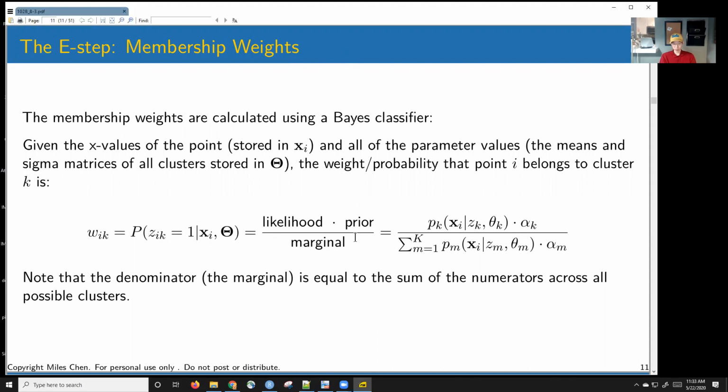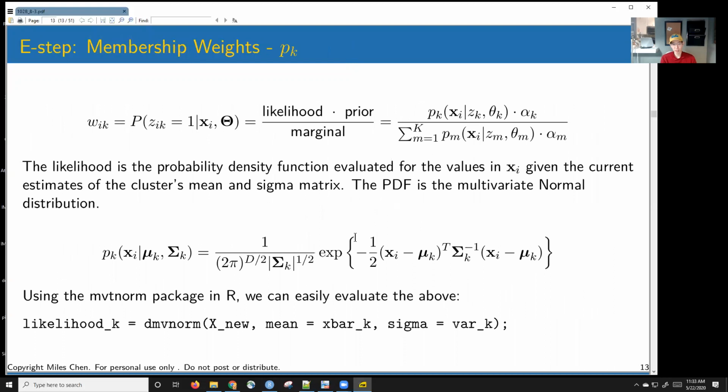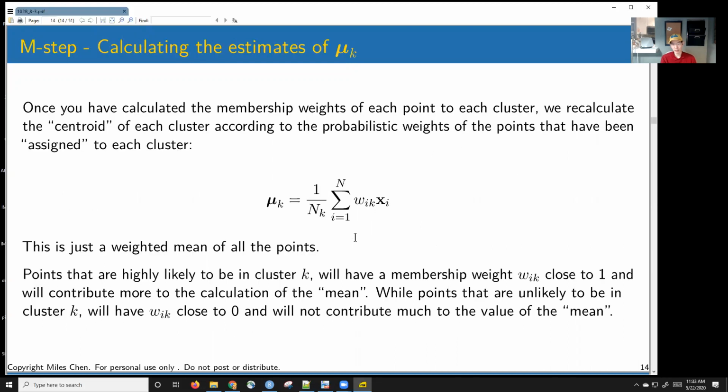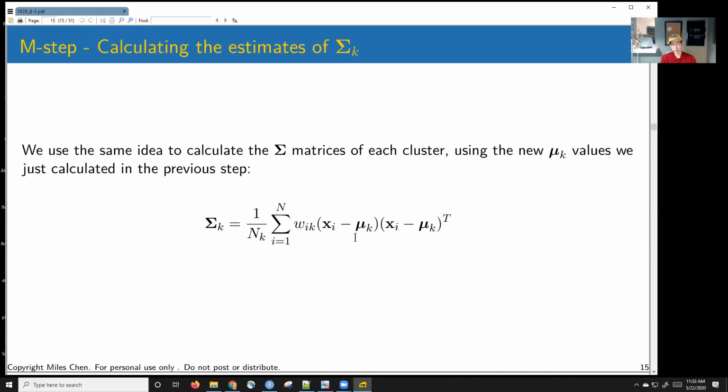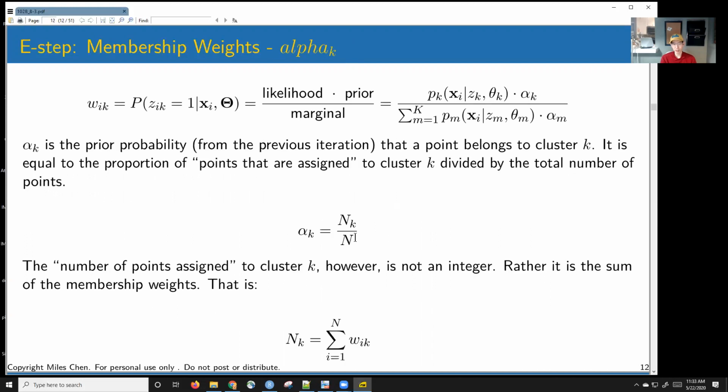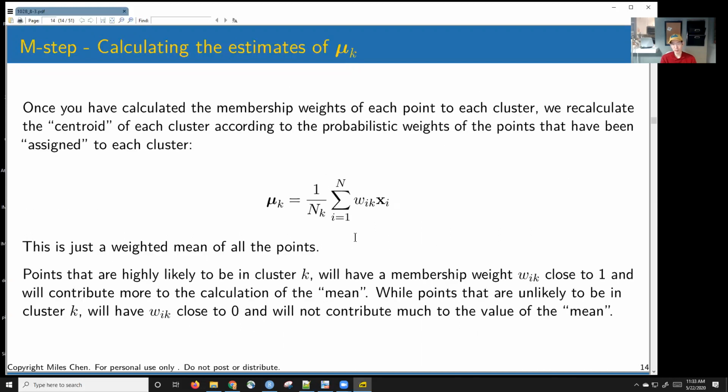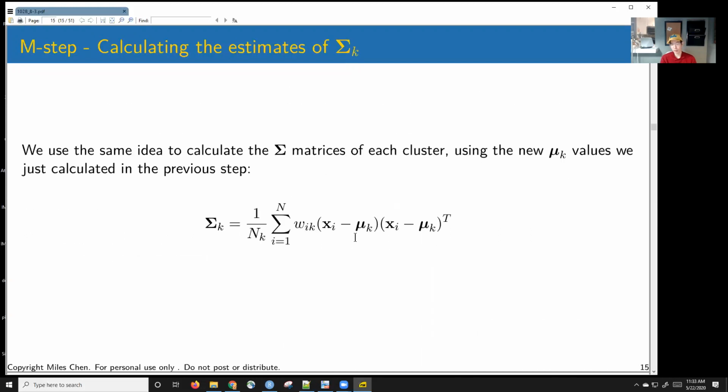Okay, so we will iterate between recalculating the membership weights and then recalculating the mean and variance. And then we go back, recalculate the membership weights, and recalculate the mean and variance. Okay, and you go back and forth.